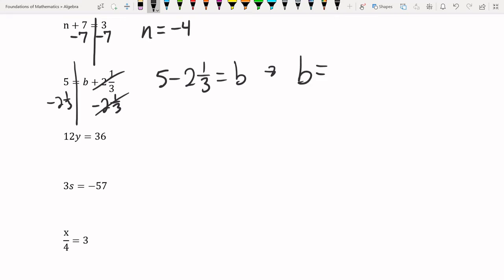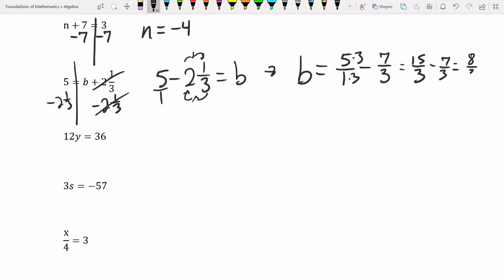I'm saying b equals 5 over 1 minus, 3 times 2 is 6, 6 plus 1 is 7, so we have 7 over 3. So this is the exact same equation. I haven't changed anything. I just flipped which side b is on. Now I can get common denominators. It gives me 15 over 3 minus 7 over 3. And now I can subtract the numerators. 15 minus 7 is 8 over 3.